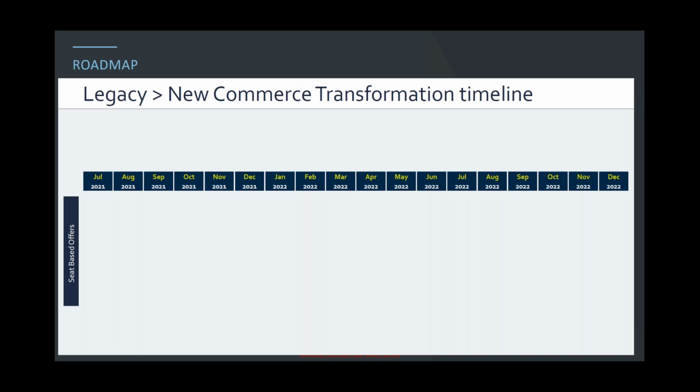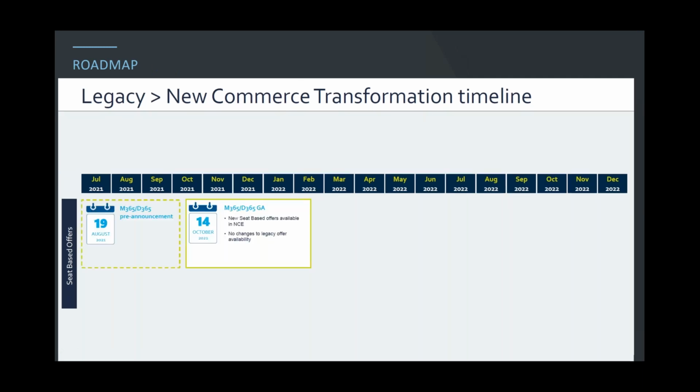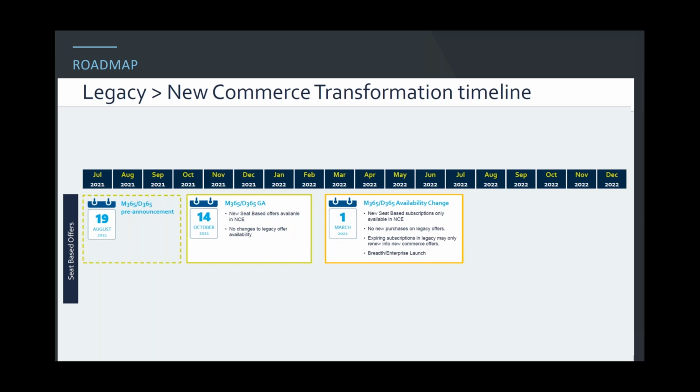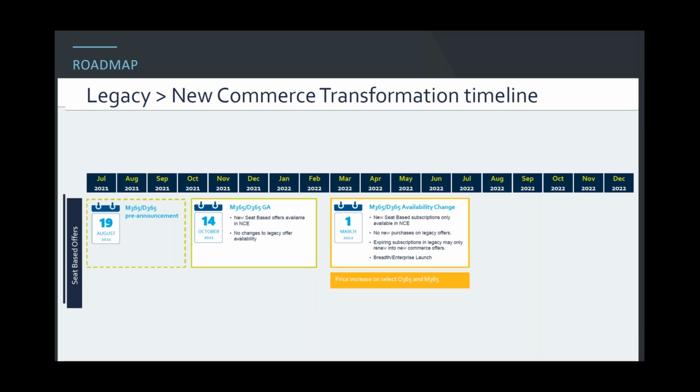I just want to cover off the roadmap as well. As we said, these changes were announced on the 19th of August to the partner community, who relayed them to you, our customers and contacts. They effectively said that this new commerce experience, this new platform, was going to be available from the 14th of October. Interestingly enough, that has already been delayed until the 1st of January. But we are now seeing some of these seat-based offers come in. This is all building up to those changes within CSP on the 1st of March: those new seat-based offers, the new 20% premium being added, and at the same time the product price increase on those select online licenses.